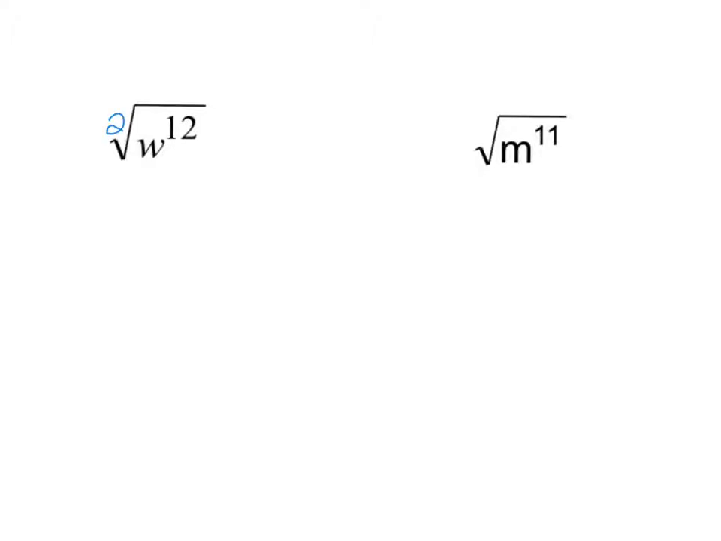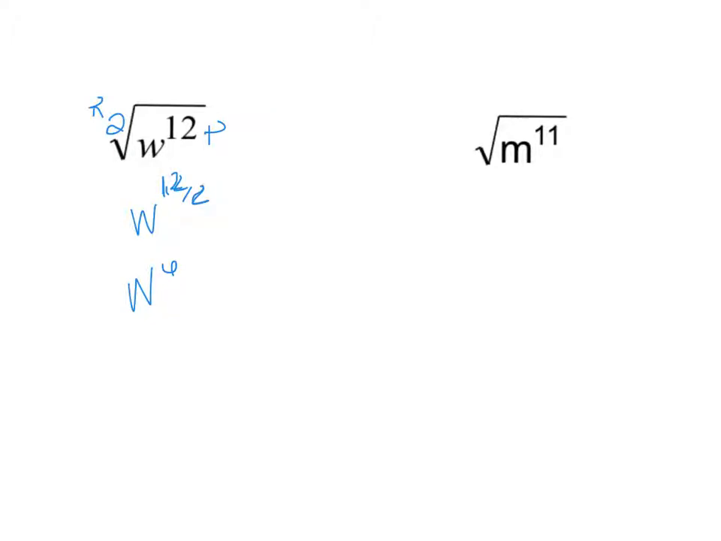Okay, so because of that, we're going to institute this rule that I taught you, power over root, or power over index. So I'm going to have w, 12 over 2, and that becomes w to the 6th. That's your final answer here. You could also just take the square root of 12 and you end up getting w to the 6th. But the reason why it happens is because it is 12 over 2.